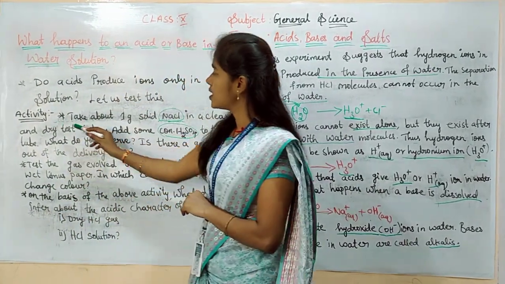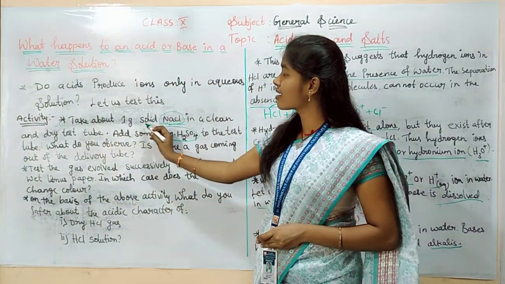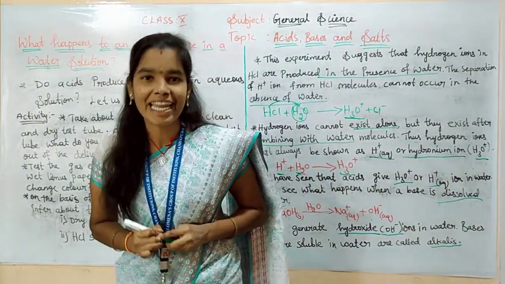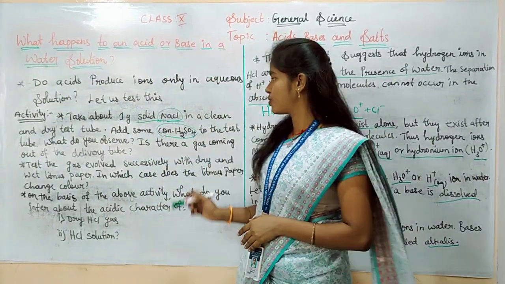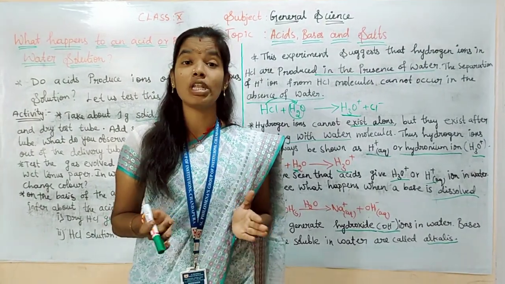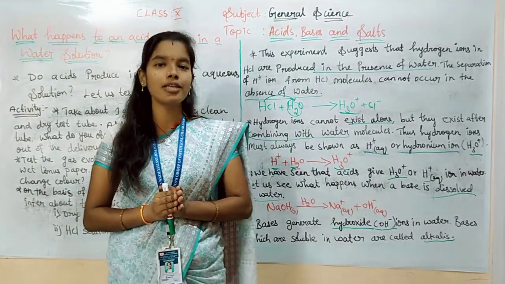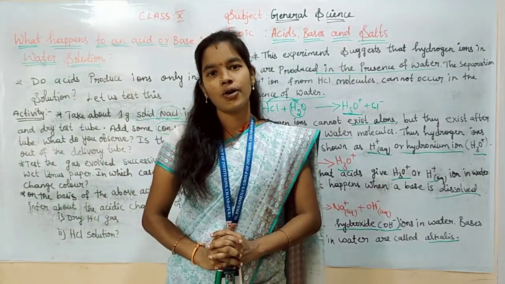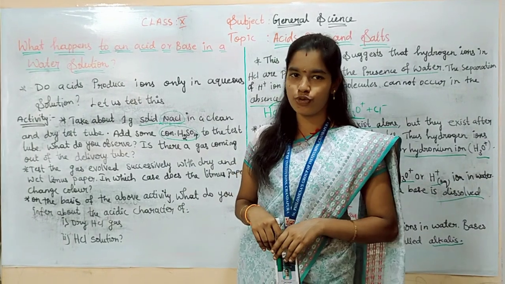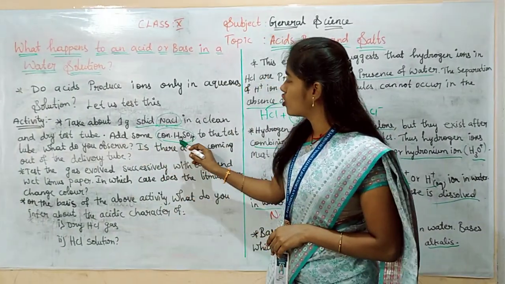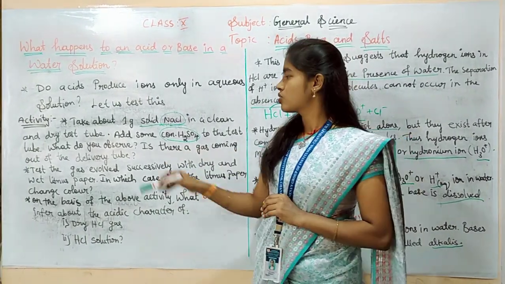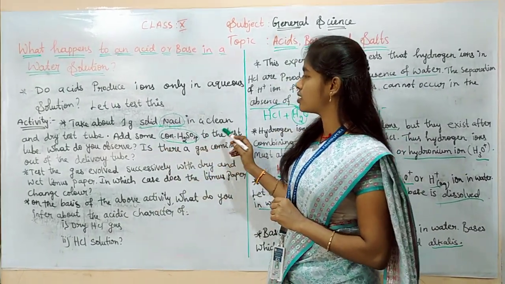Activity: take about 1 gram of solid NaCl in a clean, dry test tube. NaCl is nothing but sodium chloride. Next, what do we have to add? We have to add some concentrated H2SO4, which is sulfuric acid, to the test tube.